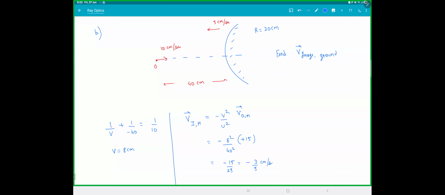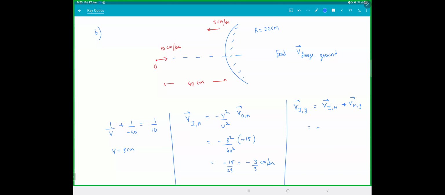But this is not the answer. You want velocity of the image with respect to the ground, which is nothing but velocity of the image with respect to the mirror plus velocity of the mirror with respect to the ground. It's like the image is going inside the mirror with something and the mirror itself is moving. It's like you walking on an escalator, isn't it?